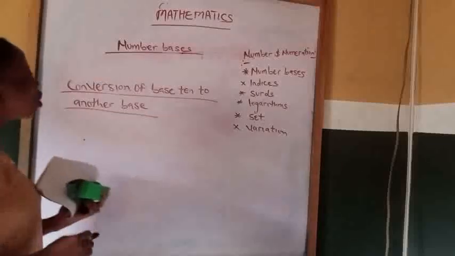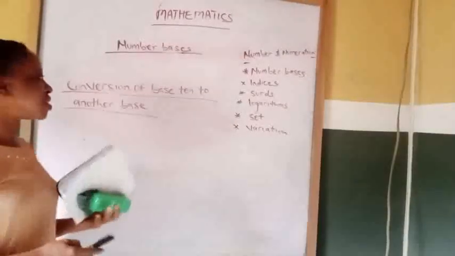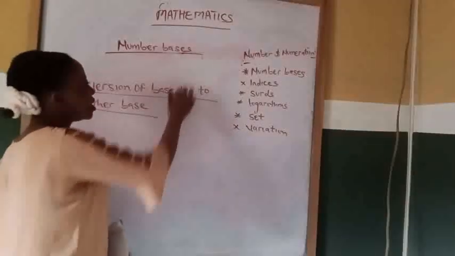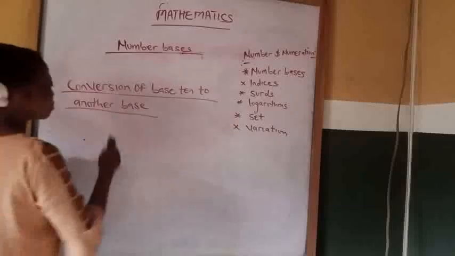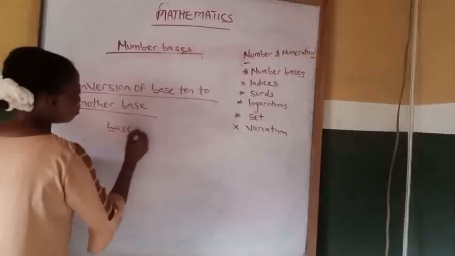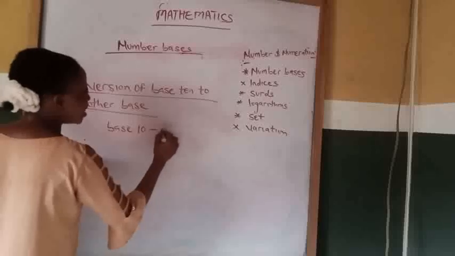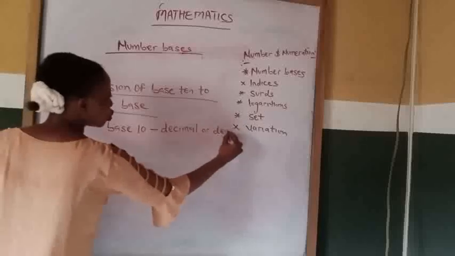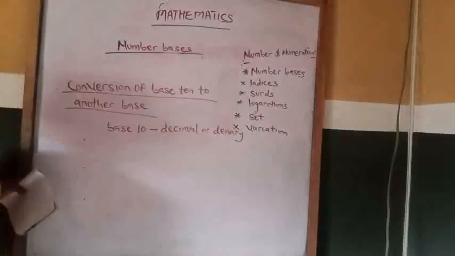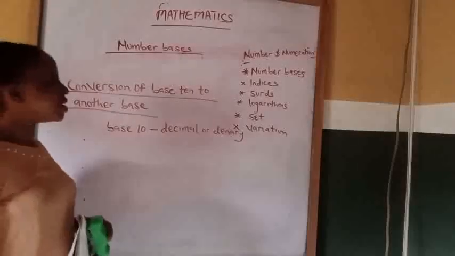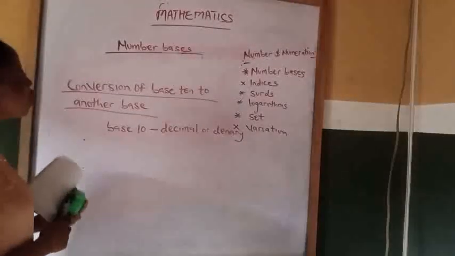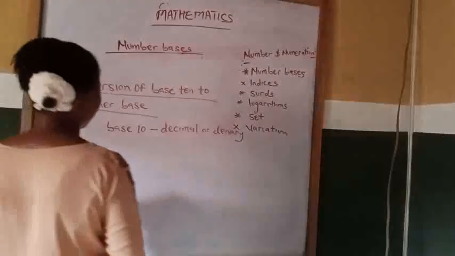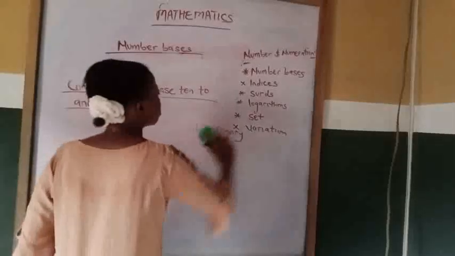We are going to look at conversion of base 10 to another base. That is, a number in base 10 to another base. Then don't forget that base 10 is also known as decimal or denary. So you can call it denary, then you can call this what? Decimal. Base 10 is called decimal or denary. So it's the conversion of denary to another base. So let's take examples.